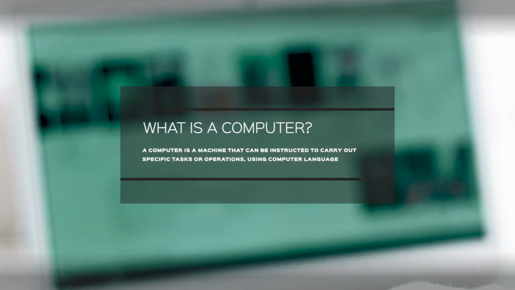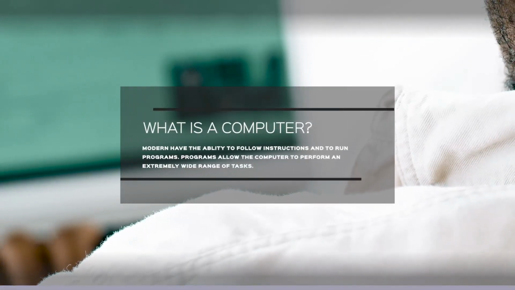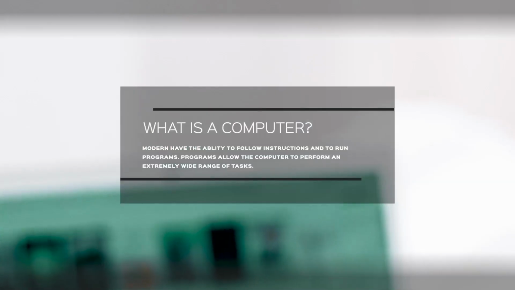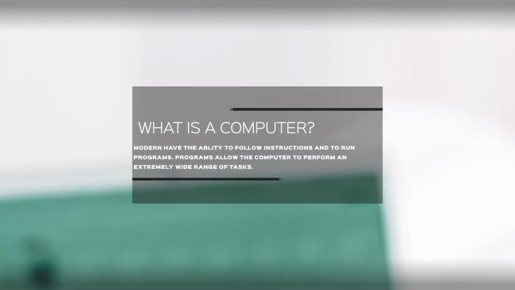What is a computer? A computer is a machine that can be instructed to carry out specific tasks or operations using computer language. Modern computers have the ability to follow instructions and to run programs. Programs allow the computer to perform an extremely wide range of tasks.